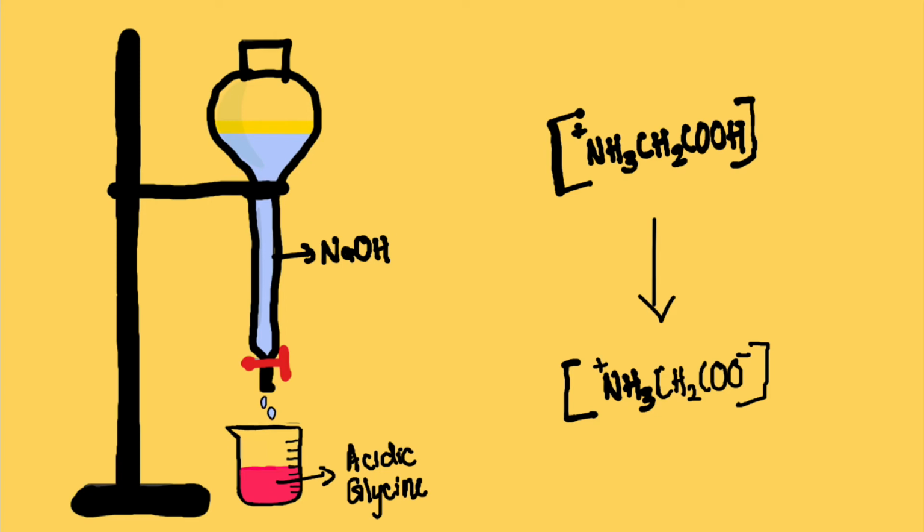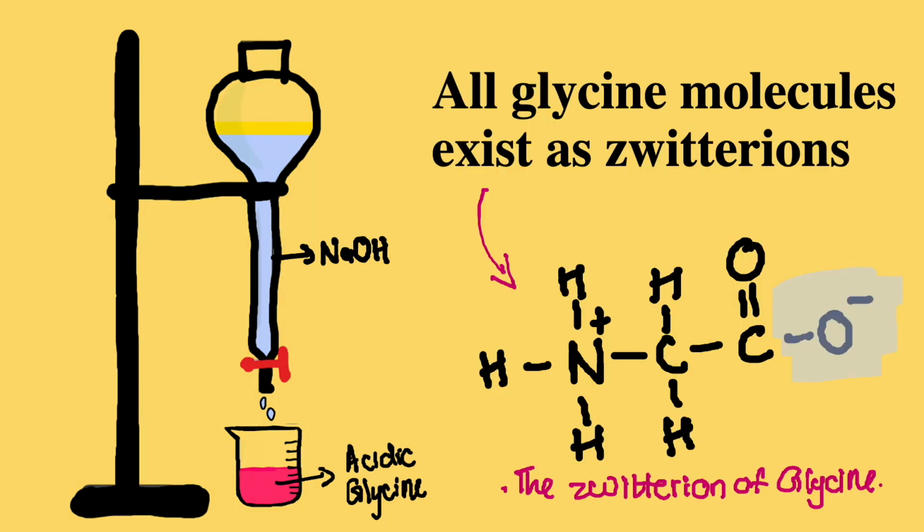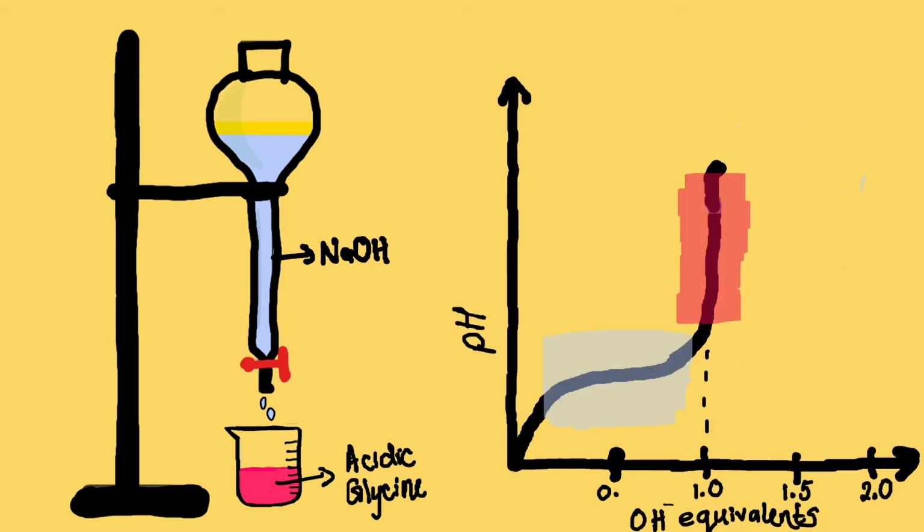As we keep adding more NaOH, the carboxyl groups of glycine go from being half deprotonated to fully deprotonated. All glycine molecules now would exist as NH3+, CH2, COO-, and therefore the glycine solution is no longer a buffer. If you continue graphing the titration curve at this point, you will see a rapid increase in pH of the glycine solution.